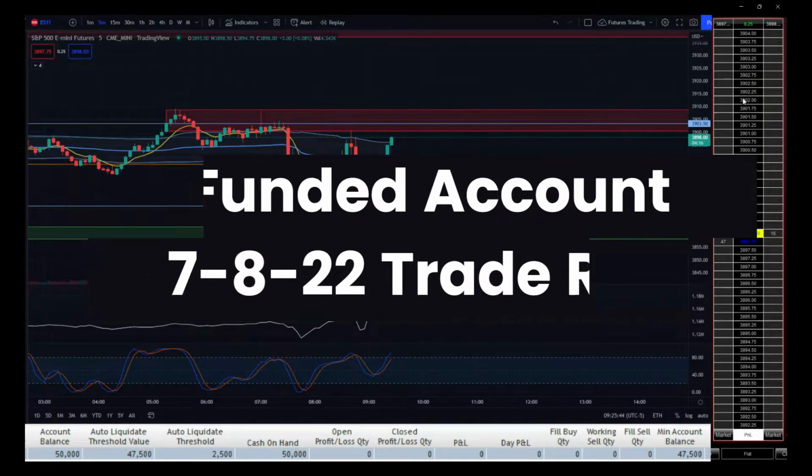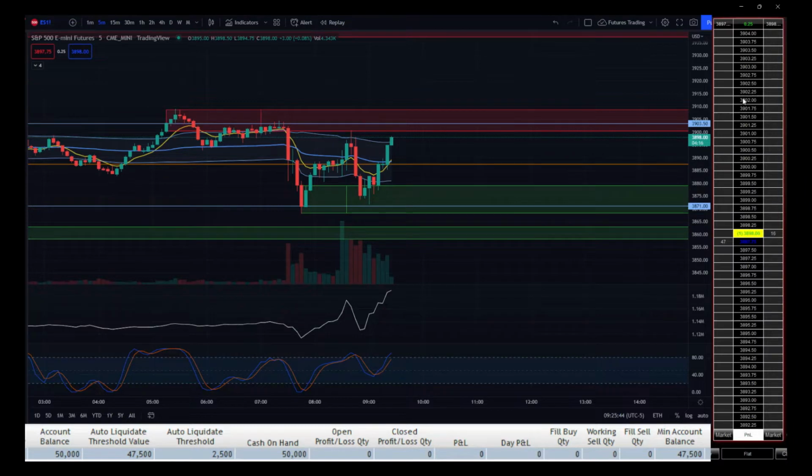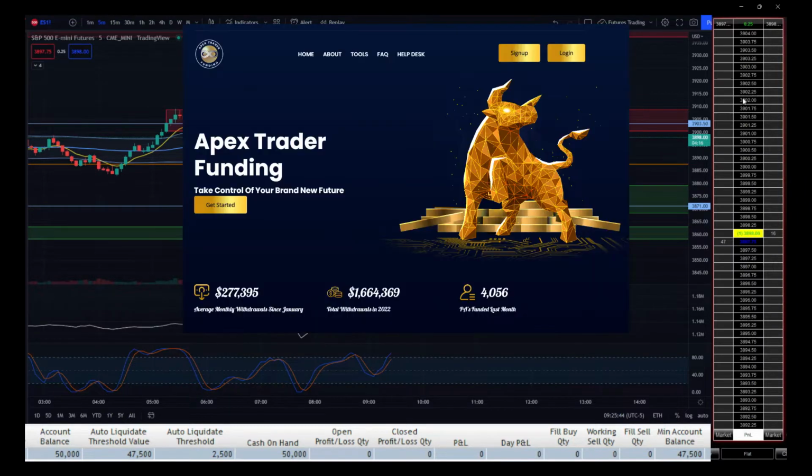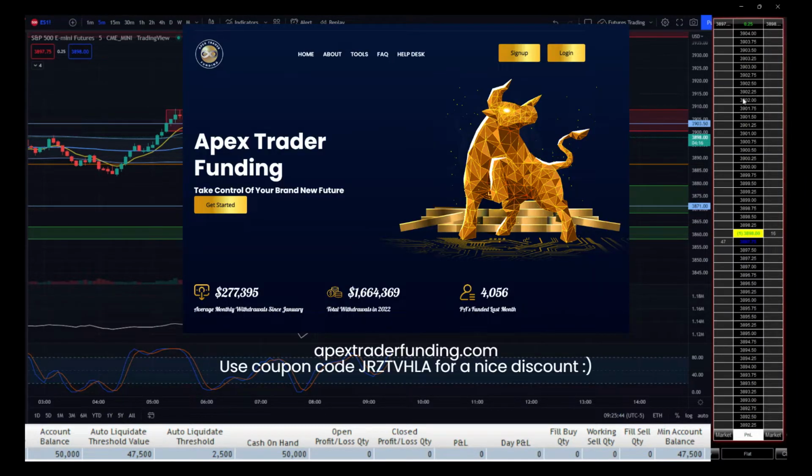Starting at $50,000. So for those of you who don't know, Apex Trader is a prop trading firm where, after you pass an evaluation account to prove that you can be a profitable trader, you can trade with the firm's money and keep most of the profits for yourself. I'll leave some more details in the description for those of you who want to look more into that.